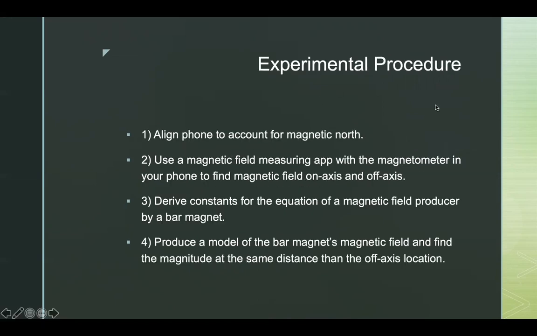So the experimental procedure that we used for this was, one, align our phone to account for magnetic north. Two, use a magnetic field measuring app with the magnetometer in your phone to find the magnetic field on and off axis. Third step was to derive constants for the equation of a magnetic field produced by a bar magnet. And four was to produce a model of the bar magnet's magnetic field and find the magnitude at the same distance and the off axis location using a Glowscript computer model.